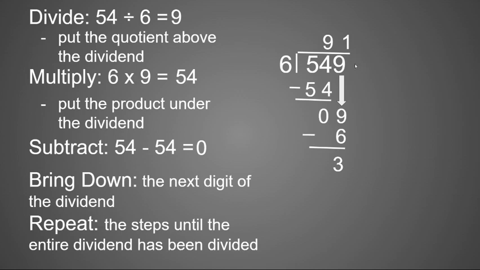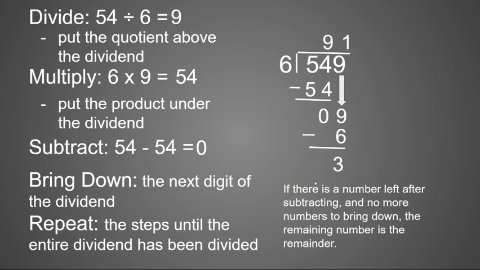Uh-oh, I have nothing left to bring down, and I didn't end in a 0. So if there is a number left after subtracting and there's no more numbers to bring down, the remaining number is called our remainder. So we're going to bring him on up to the top, and we're going to call him a remainder 3. So our quotient, our answer, is 91 with a remainder of 3.